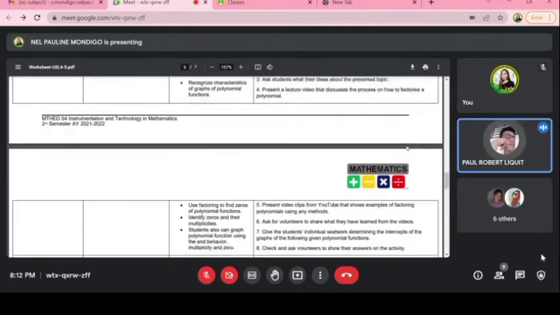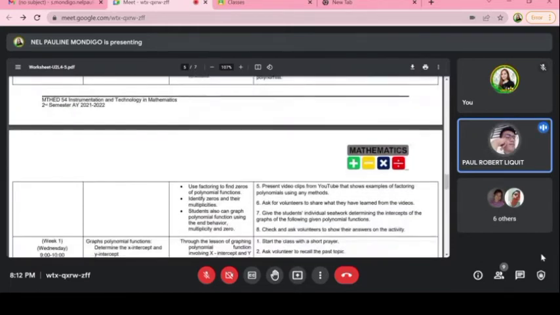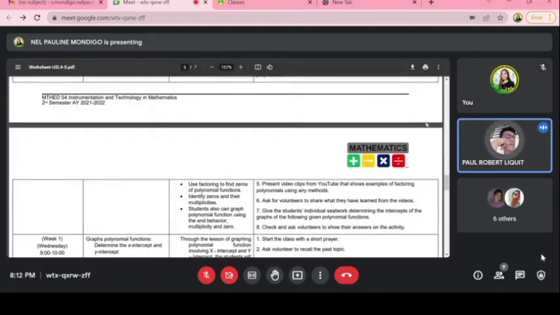Next, ask for volunteers to share what they have learned from the videos. Next, give the students individual seatworks determining the intercepts of the graph of the following given polynomial functions. And the last one is check and ask volunteers to show their answers on the activity.